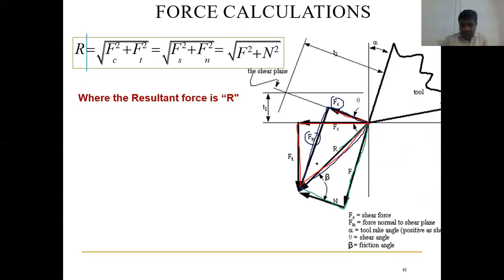In these three triangles, there is a common thing. Whichever is here is common for all three triangles. In these three triangles, if you know any two forces, the remaining four forces you can very easily calculate by using basic simple trigonometry principles, right?